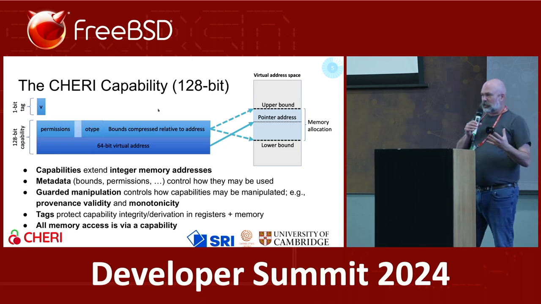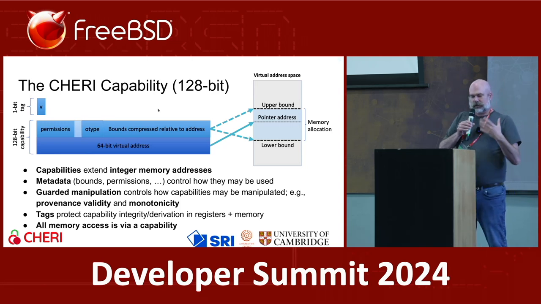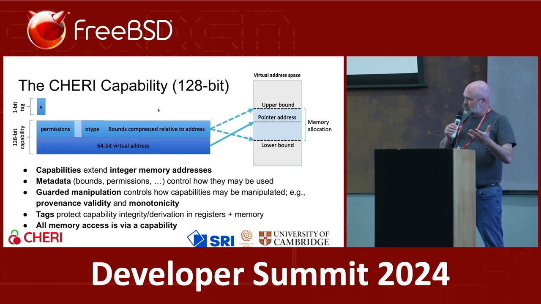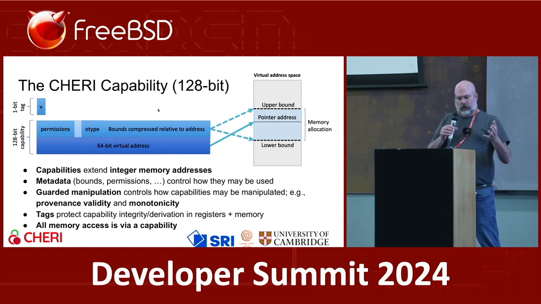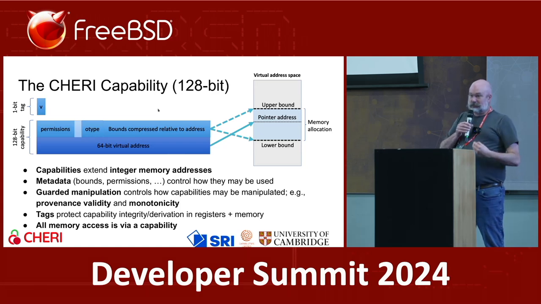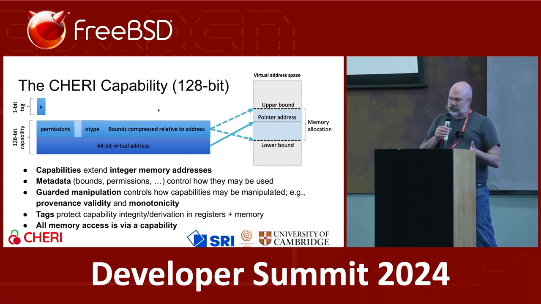So how does it work? The fundamental piece of CHERI is the CHERI capability. We take an existing pointer, a 64-bit virtual address, and extend it to 128 bits plus a tag. Inside that extra extension, we add bounds and permissions and some other things. We then require that the capability be manipulated with guarded manipulation, which is to say special instructions are used to make any changes. If you use those instructions in a way that would violate monotonicity, which is to say, try to make the capability reference something it didn't already, then the tag is stripped and you can no longer use it.